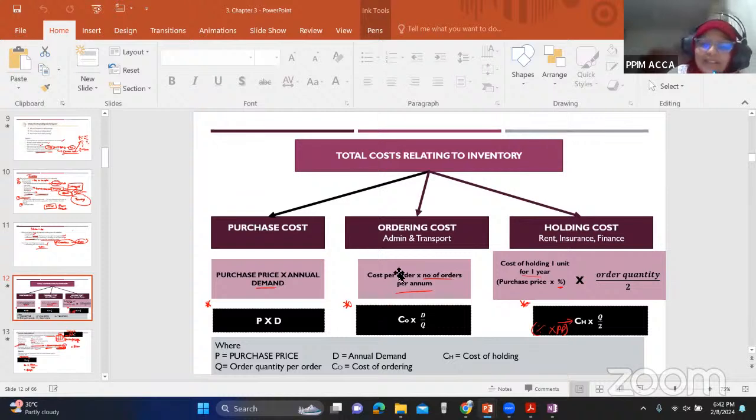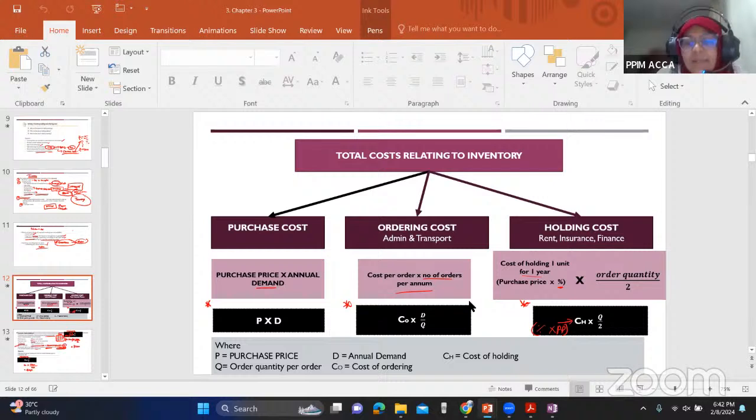There is a way to calculate that as well. It's the cost per order into the demand over the quantity that you ordered. So for example, maybe the cost of ordering can be just the delivery cost, maybe $100 delivery, into the annual demand divided by the quantity that you ordered.